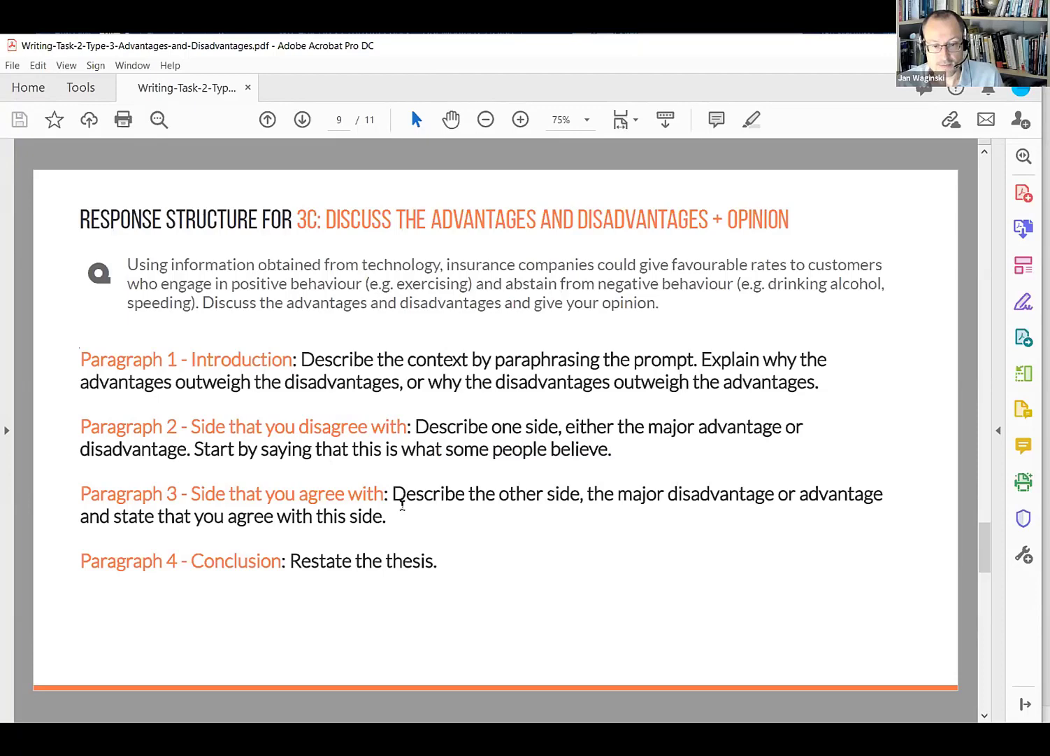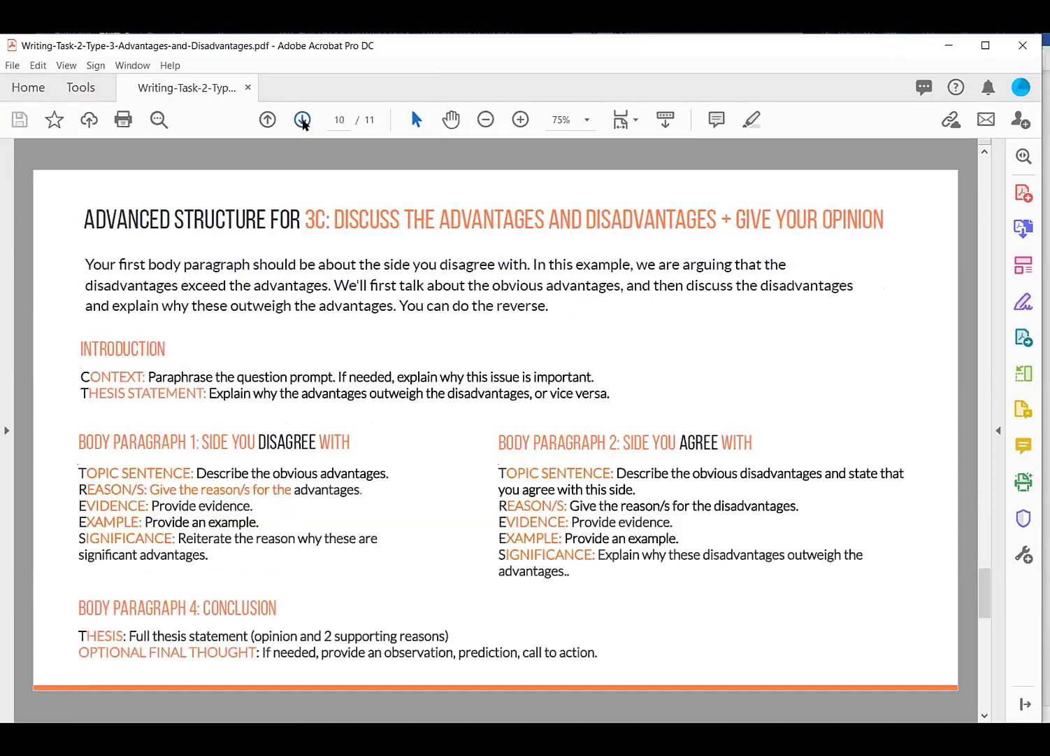For your next body paragraph, describe the other side and simply state in your topic sentence that you agree with this side. And that's all you need to do. Okay, so what does that look like?